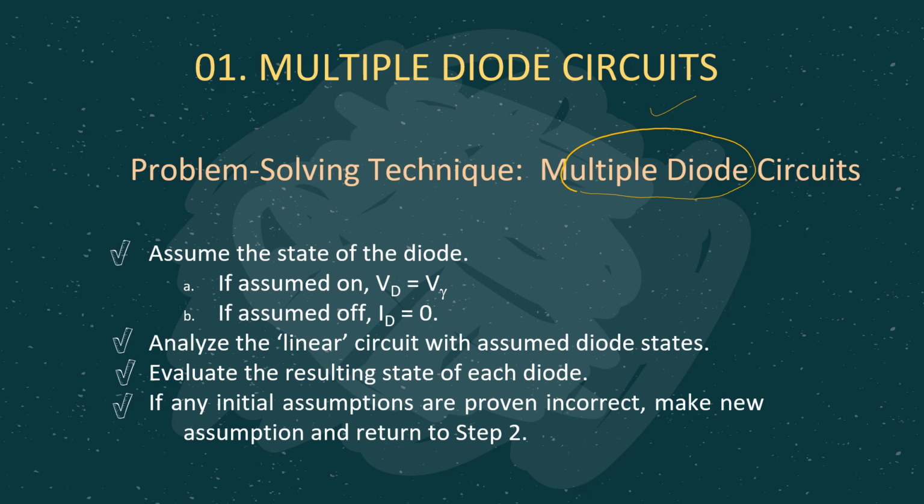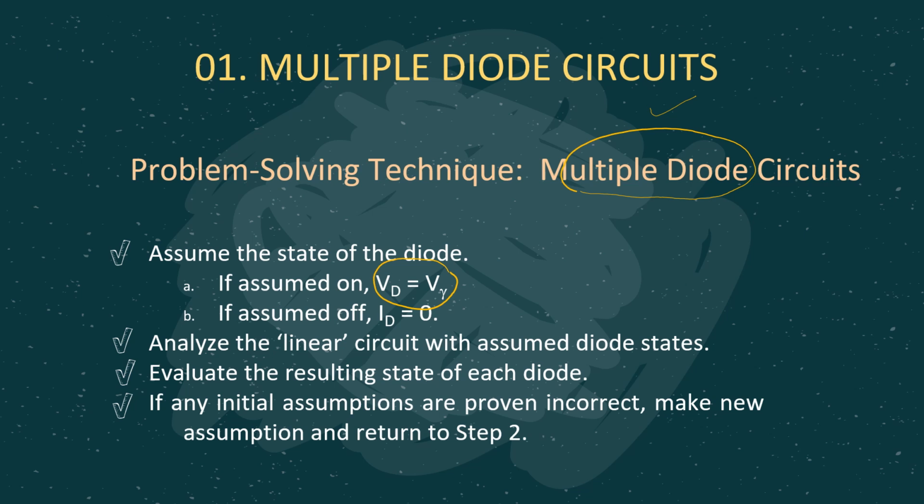Okay, first you may assume that all diodes are on. When you assume all diodes are on, at that time the diode can be represented with the three models. In this case it refers to model 2, where the diode voltage equals V gamma. Then you continue doing the analysis.